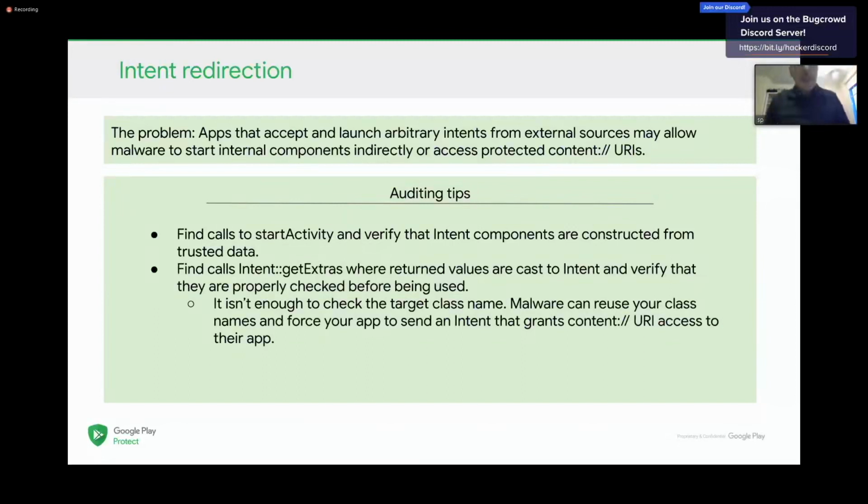You also want to find the calls to intent get extras. Get extras is where whoever is sending the message, be the attacker or not, can essentially give extra information that the application that is attacked is processing. And you want to check that everything is actually arriving from an application, either yourself or a partner application that is benign, that you expect it to come from. It's not enough to check the target class name, because malware can reuse your class names and essentially manipulate your application in that way. It's a very complicated topic.